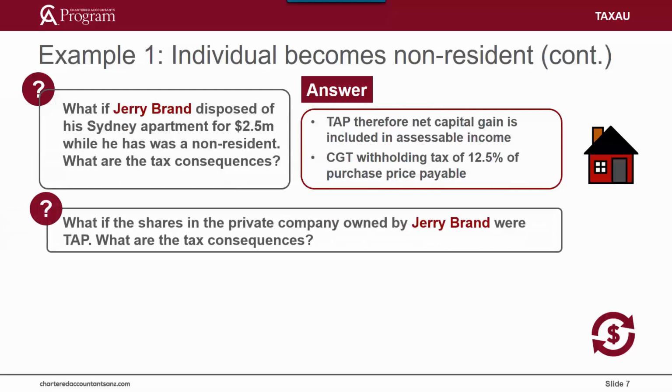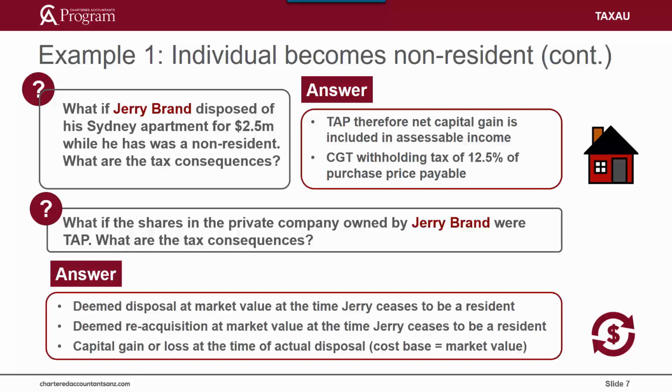What if the shares in the private company owned by Jerry Brand were taxable Australian property? What are the taxation consequences for Jerry when he ceased to be an Australian resident? The correct answer is even though the shares are a type of TAP known as indirect Australian real property interest, CGT Event I1 will deem the disposal of the shares at their market value at the time Jerry ceases to be a resident. As an indirect real property interest is taxable Australian property under Section 855.15, Jerry will also be subject to CGT when the shares are actually disposed of under Section 855.10.